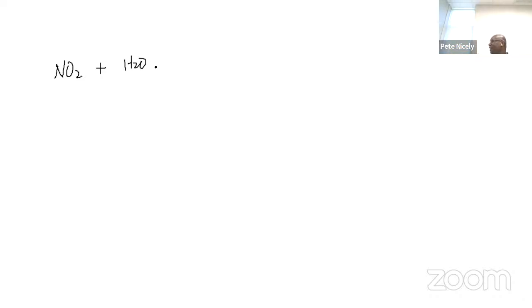All right. And then it says the products would be nitric acid, which is, of course, HNO3, and nitrogen monoxide, which is NO. All right. So that would be the unbalanced equation. So how would you go about balancing it?